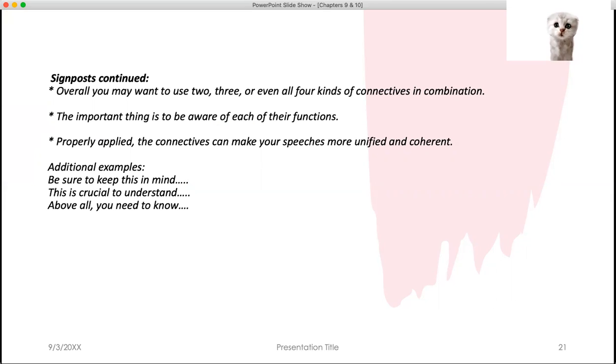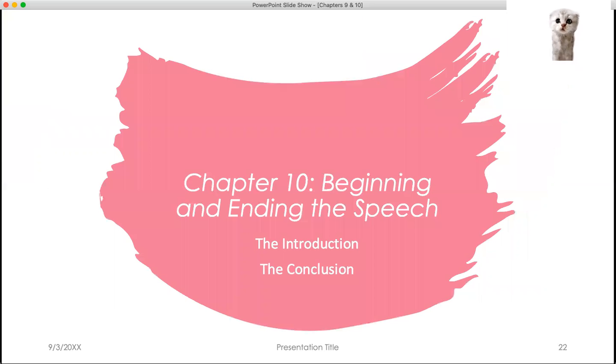Some additional examples of signposts are: be sure to keep this in mind. This is crucial to understand. Above all, you need to know. And that is chapter 9.